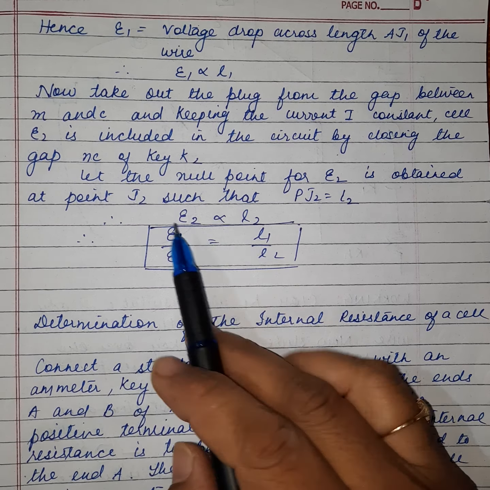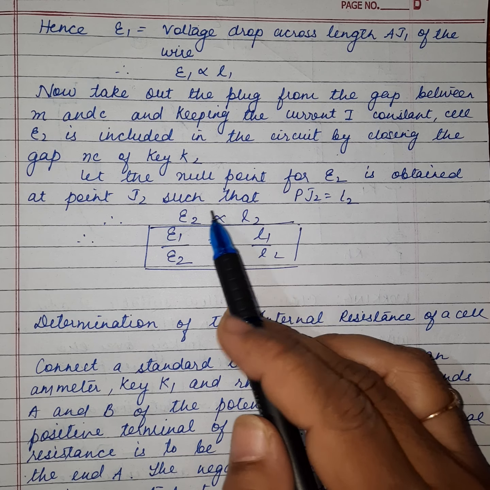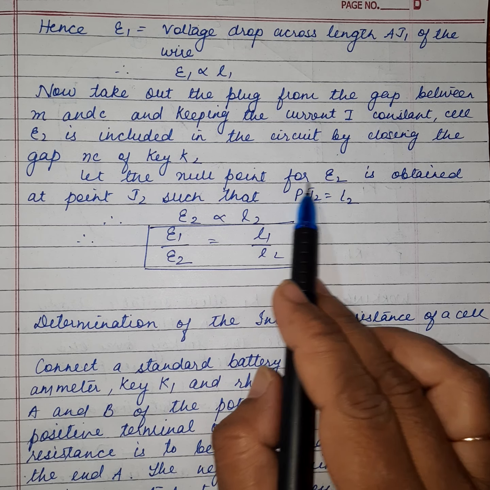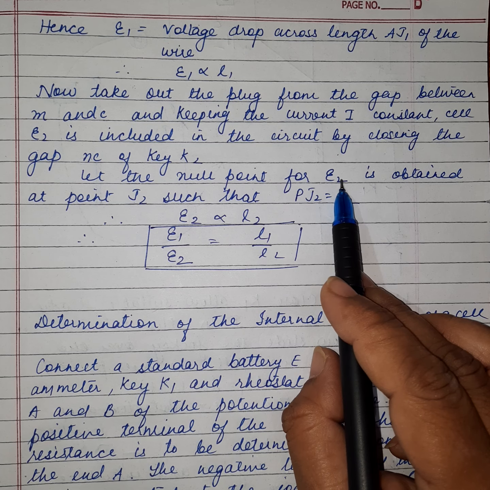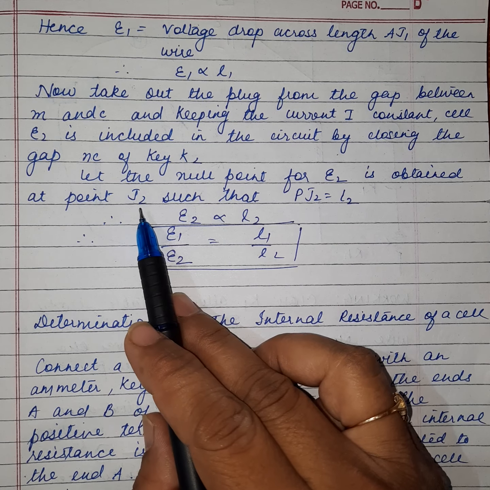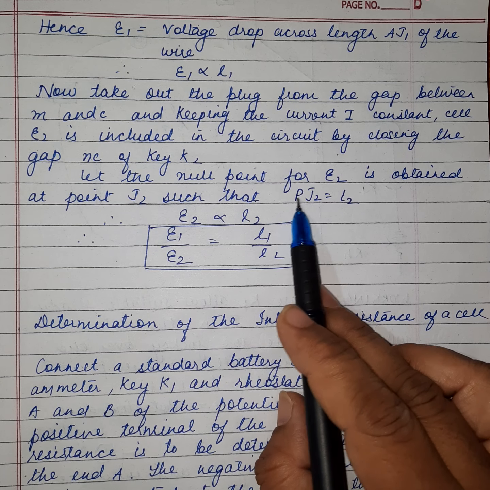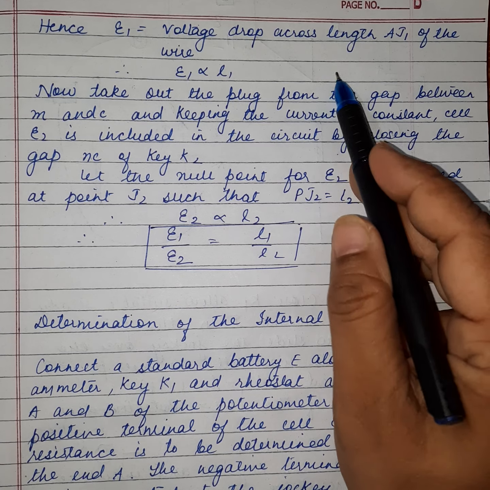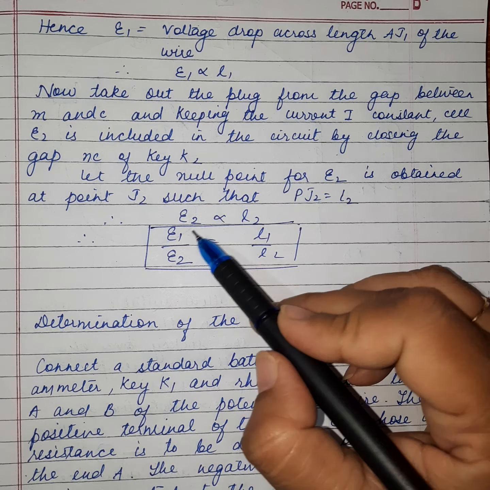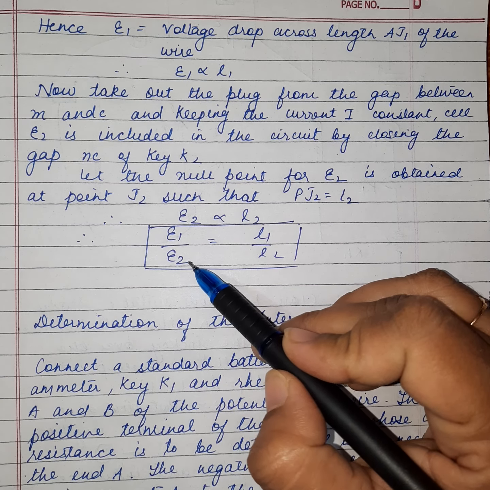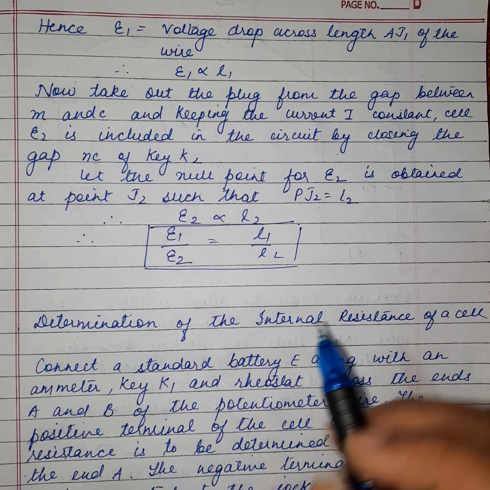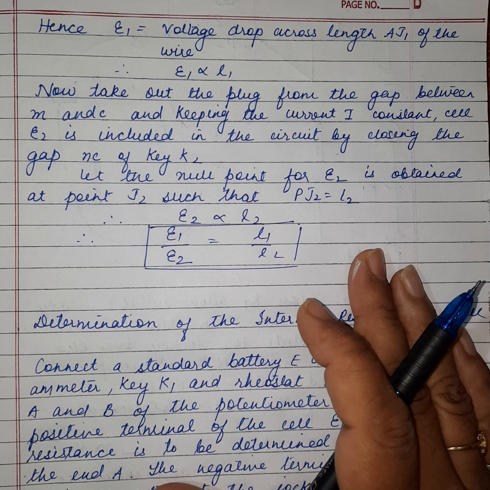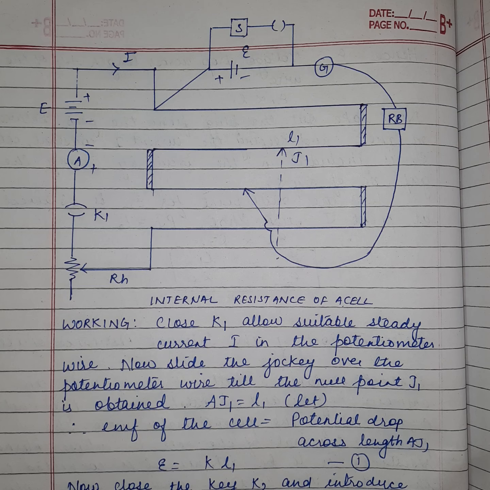So we will again get a null point in a similar way for this second cell, and it will be at point J2 such that AJ2 is equal to L2. Now comparing these two equations, epsilon 1 upon epsilon 2 is equal to L1 upon L2. This is how we can compare the EMFs of two cells.